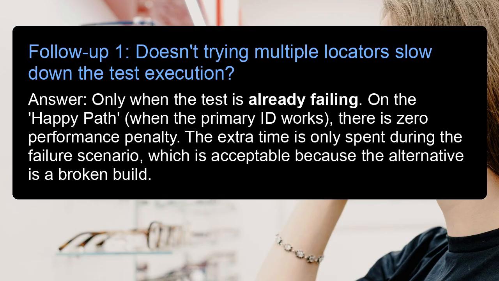Follow-up 1. Does not trying multiple locators slow down the test execution? Answer: only when the test is already failing. On the happy path, when the primary ID works, there is zero performance penalty. The extra time is only spent during the failure scenario, which is acceptable because the alternative is a broken build.